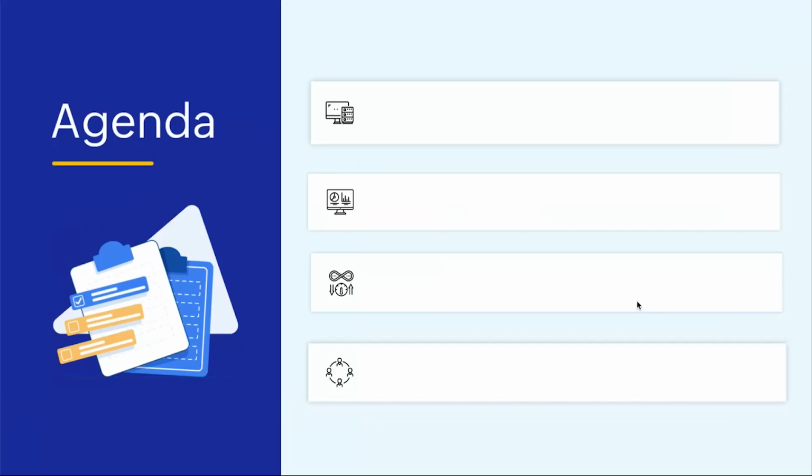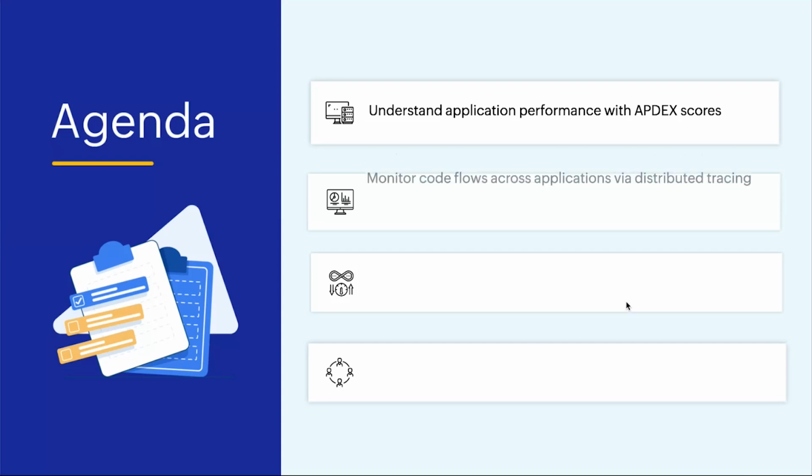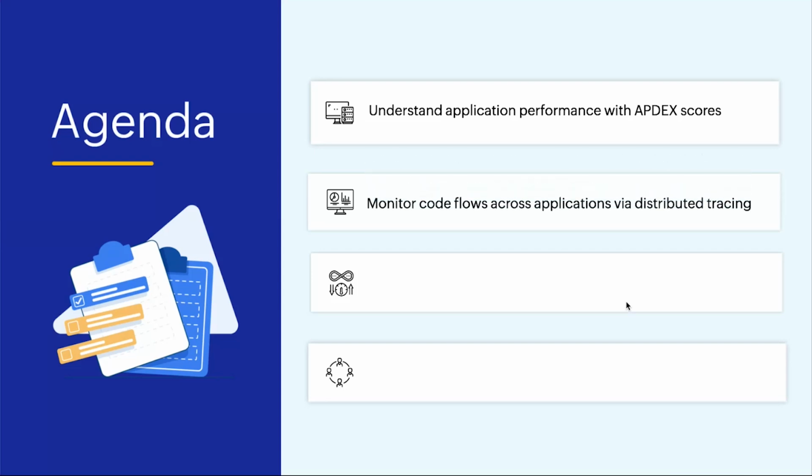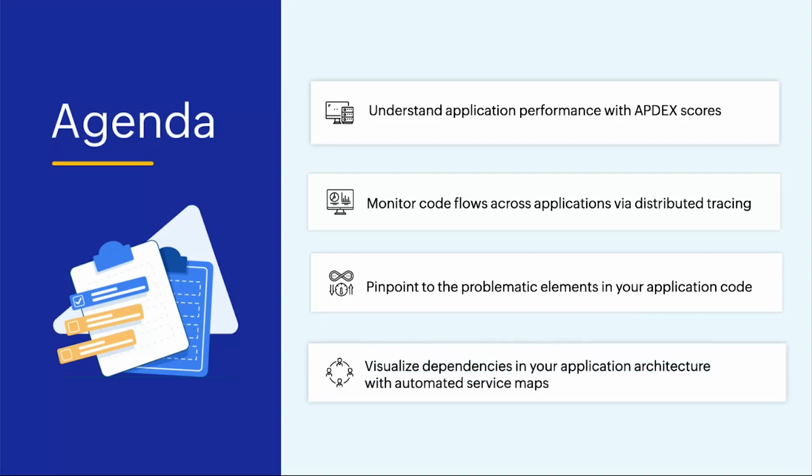So let's dive into today's agenda. We'll be covering the topic in 4 parts. In the first part, we'll discuss how to understand application performance using the APDEX score. In the second part, we'll explore how you can monitor code flows across your applications through distributed tracing. In the third part, we'll show you how you can pinpoint problematic elements directly within your application code. And finally, we'll visualize application architecture dependencies using the automated service map feature.